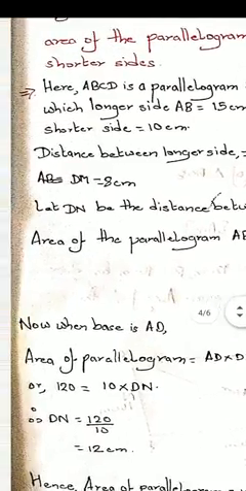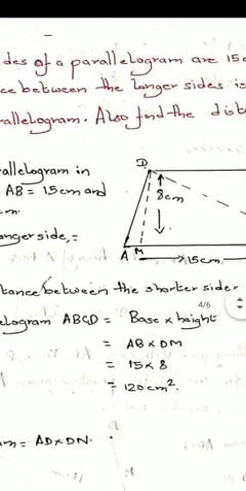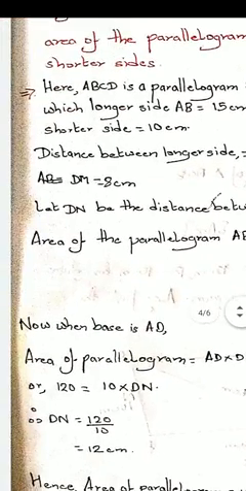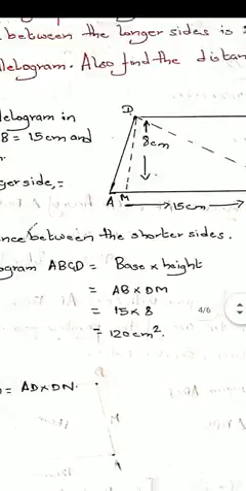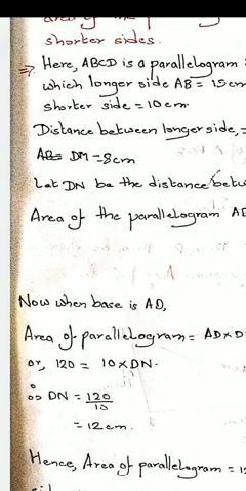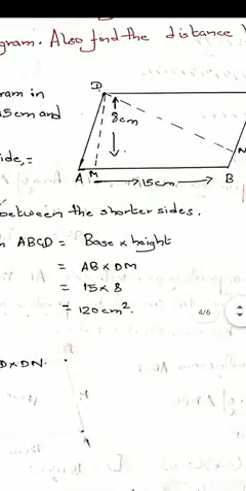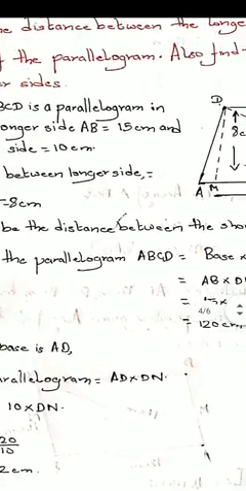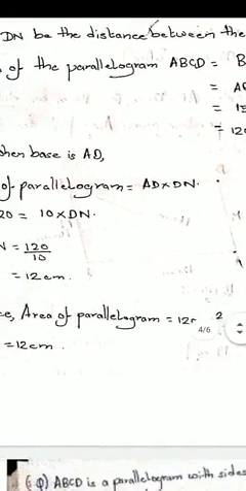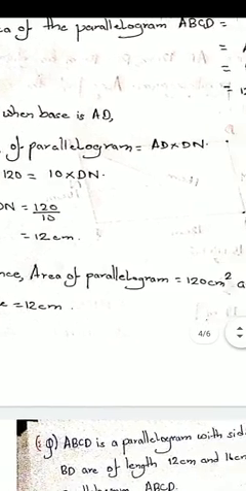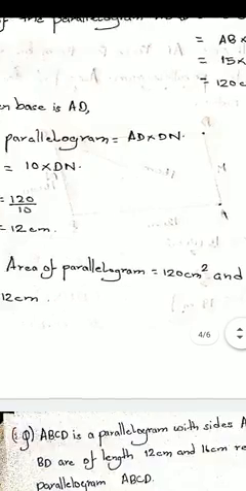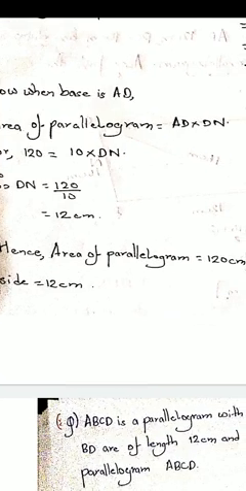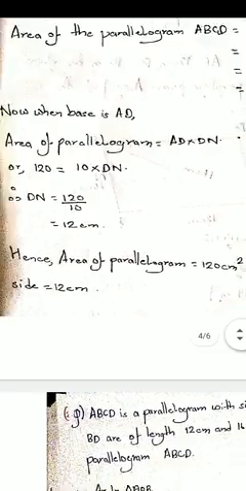Okay. Now I can as well keep AD as base, right? There is no restriction that I have to keep only AB as base. So now when base is AD, area of parallelogram equals, if you see, AD into DN, because that time DN would have become your height. Yes. So area of parallelogram, anyways, I have calculated, it will become 120 equals 10 into DN. So DN equals 120 by 10. So what we have found actually, DN, we had assumed DN to be the distance between the shorter side. So we have found the distance between the shorter side, that is 12 centimeter. Hence what we have found, area of parallelogram equals 120 centimeter square, and distance between shorter side equals 12 centimeter. So in this question we have found area of a parallelogram and the distance between the shorter side. I hope this is clear.